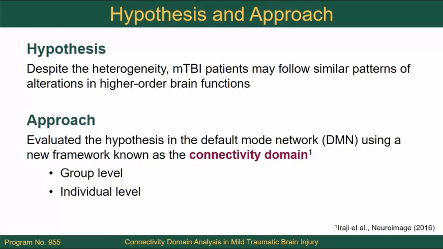So our hypothesis with this work is that despite this heterogeneity, mild TBI patients may follow similar patterns of alterations in higher order brain functions. And the approach that we took is to use what we call the connectivity domain to extract the default mode network and do some group level and individual level comparisons between controls and mild TBI subjects.